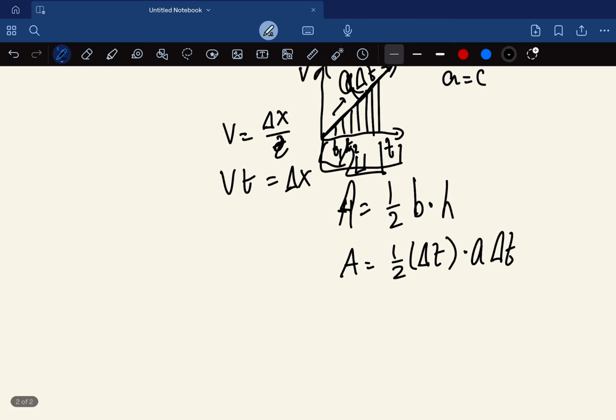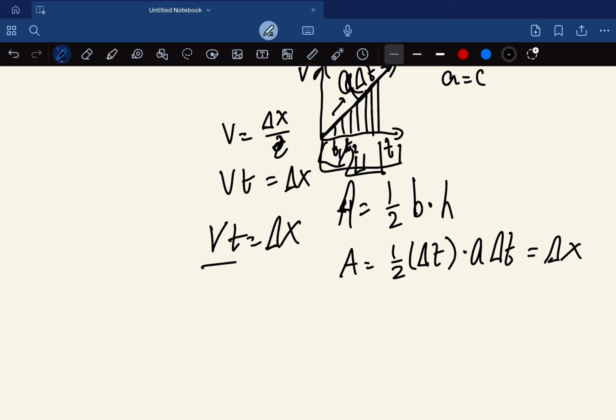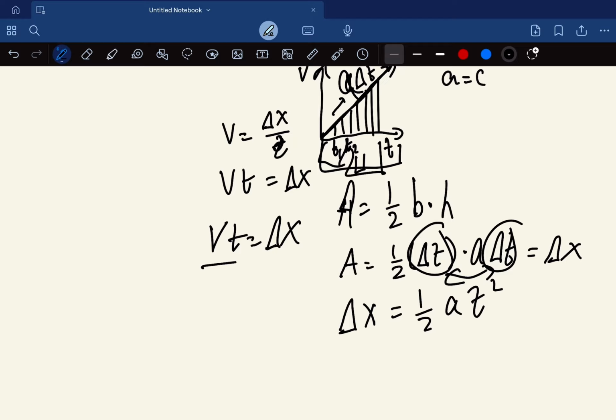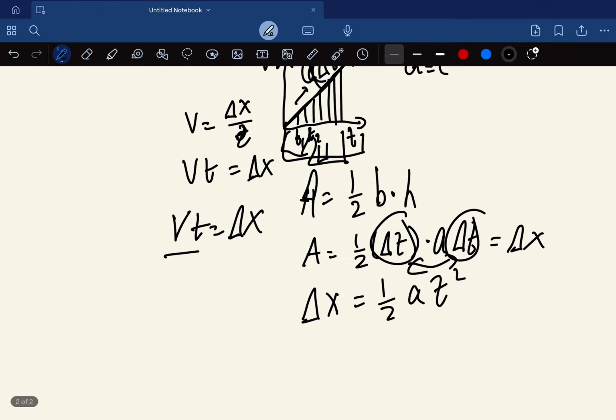So our area, we also know, is equal to delta x, because vt equals delta x, and we are currently looking at this. So we have delta x equals 1/2 a, and then times t squared, since there are two delta t's.